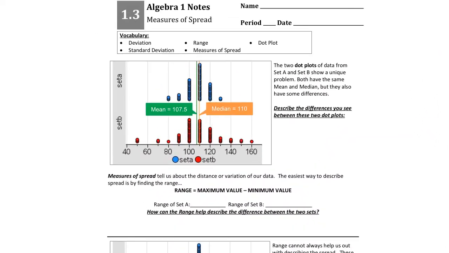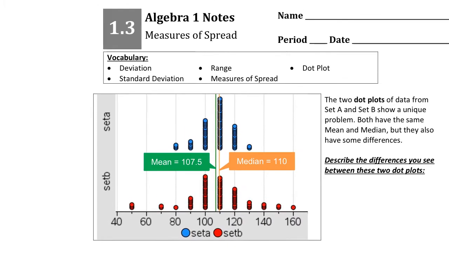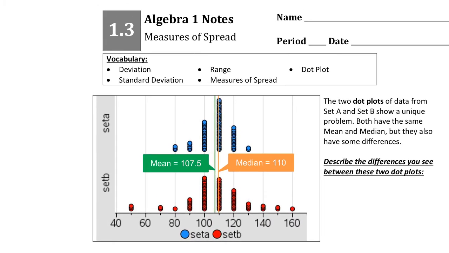Hopefully what you observed was that set B, the data points there, are much more spread out than the data points in set A. We call this their spread, and we need some ways to measure that. So we're going to move forward looking at different ways to measure how far apart our data sits, because sometimes those measures of center just aren't enough to tell us about the differences we see in numerical data.